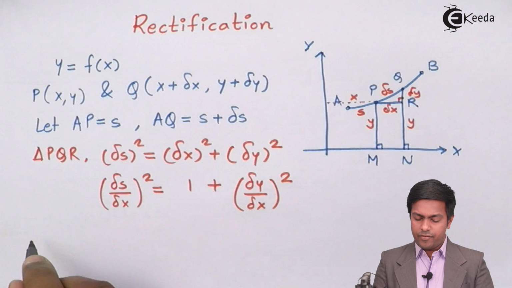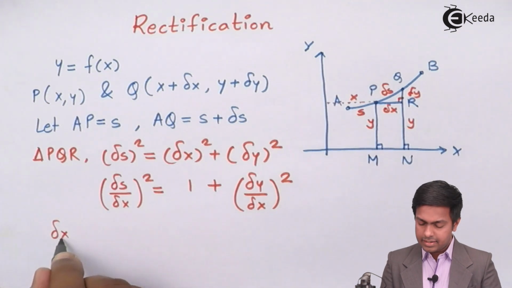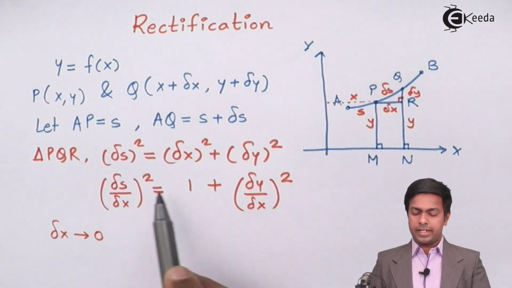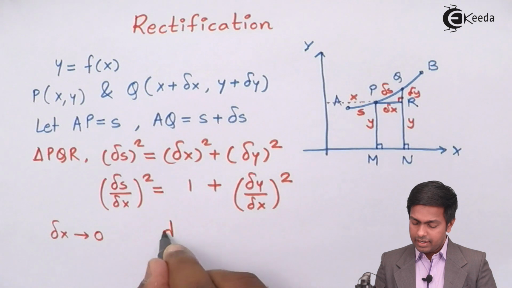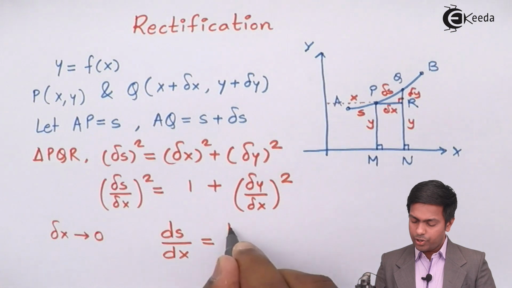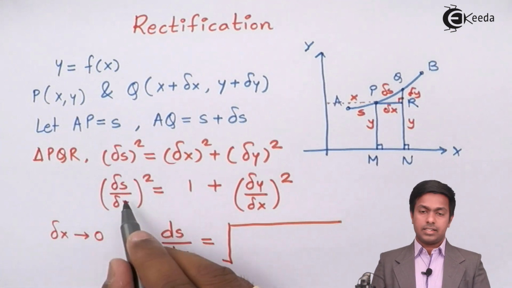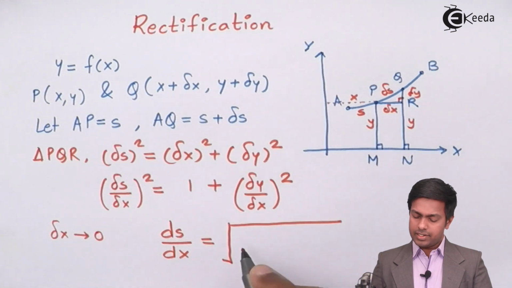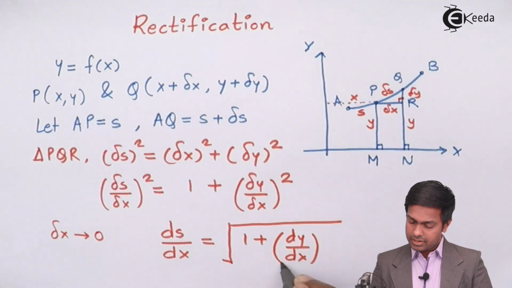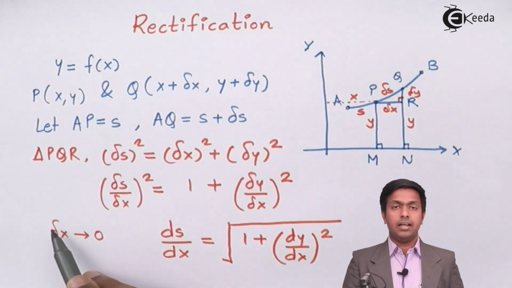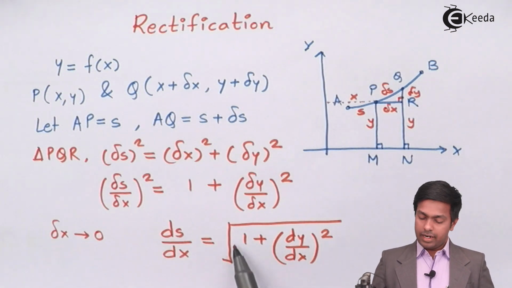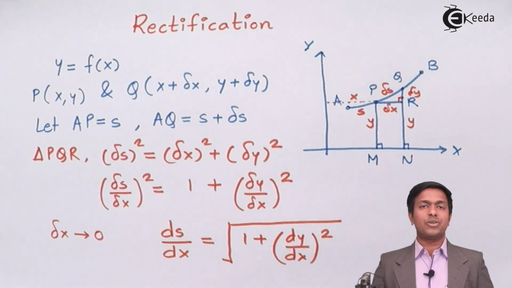Now guys, let's say we take the limit del x tends to 0, and by taking root on both sides we'll get ds by dx as square root of 1 plus dy by dx the whole square. So I'm just replacing this del with d. So ds by dx would be under root 1 plus dy by dx the whole square.